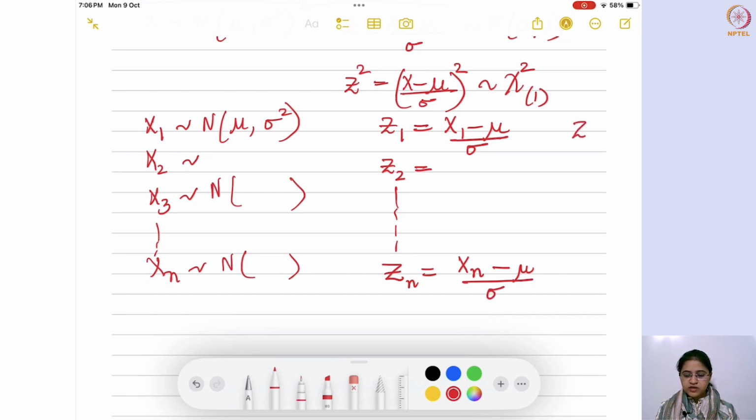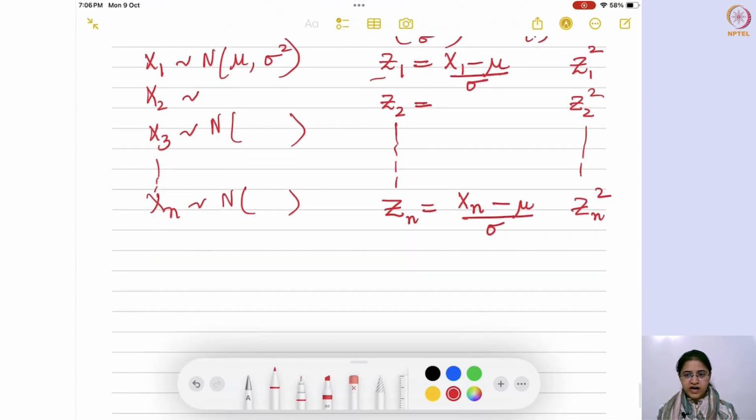Again, you can square these up. So what are the distribution of these zi's? z1, z2, zn? These are standard normal. Now when I square these up individually, z1 square, z2 square, and so on up till zn square, individually all of these are following chi-square with 1 degrees of freedom. However, if I add up all these random variables over here, if I write summation zi square, where i goes from 1 to n, it will follow chi-square with n degrees of freedom.